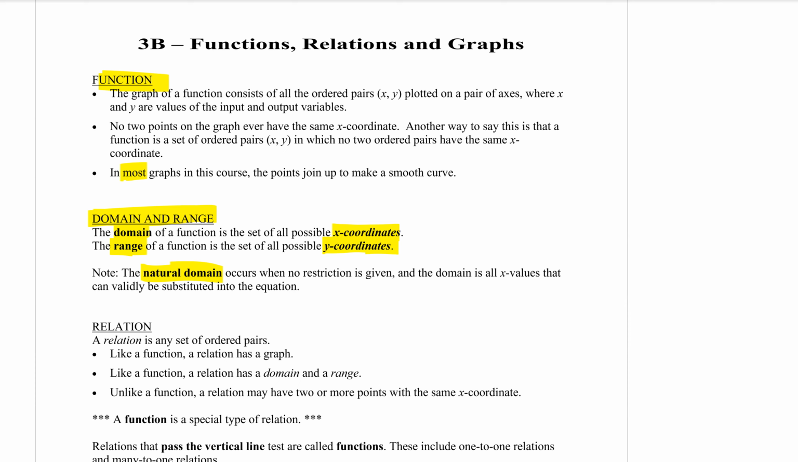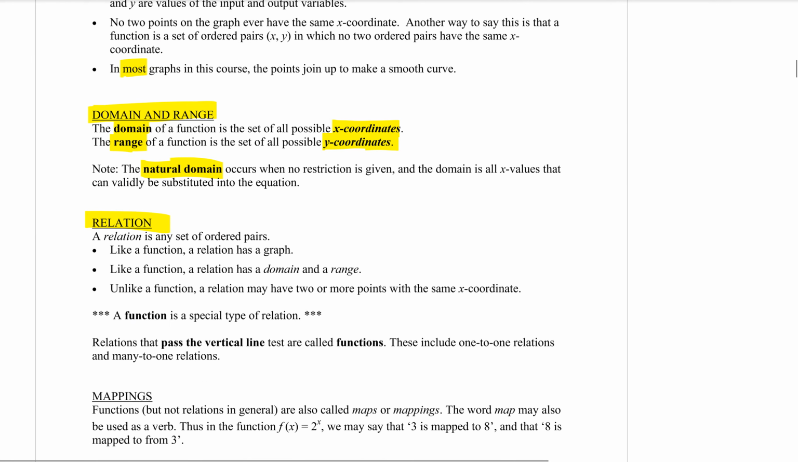All right, so we're learning about functions where every x value only has one y value. We then have this term relation. Now, a relation is any set of ordered pairs. Like a function, it has a graph. Like a function, it can have a domain and range. Unlike a function, though, this is the difference, a relation may have 2 or more points with the same x value. Okay? So, for example, a circle: plotting a circle, it's not a function.